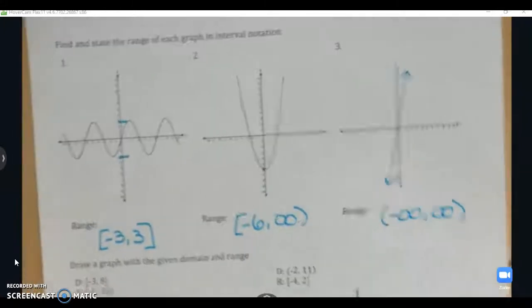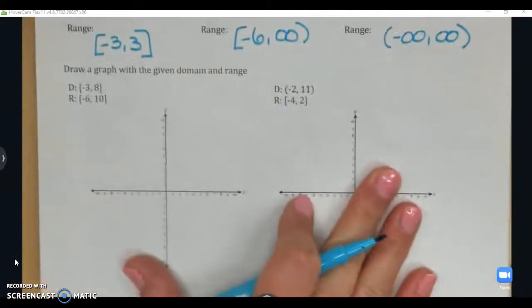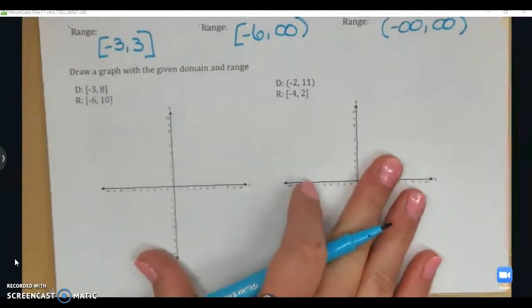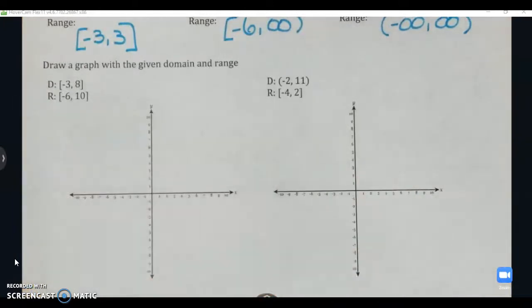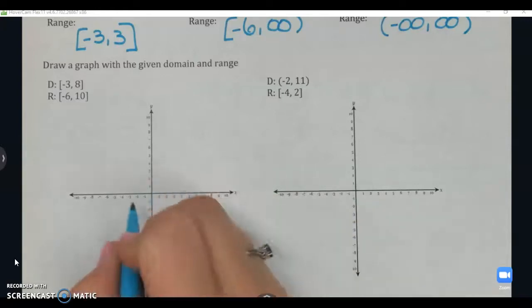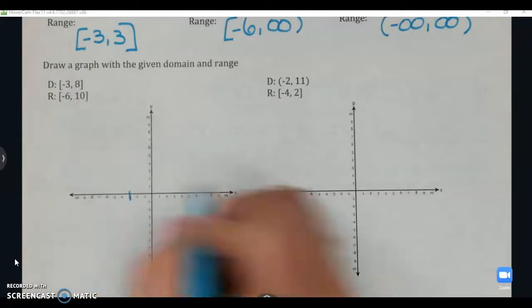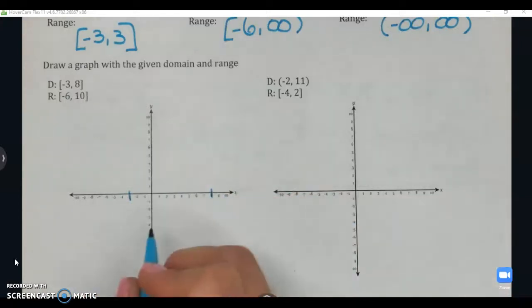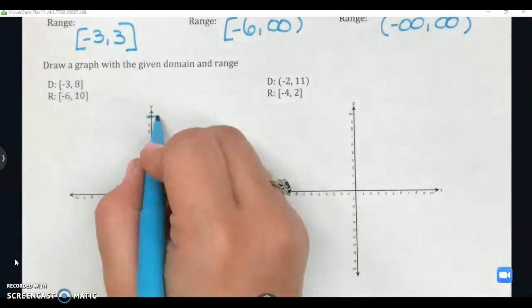Now the last part of these notes, drawing a graph with the given domain and range. There's more than one way that you can do this. So looking at this first set of domain and range restrictions we're given, everything has brackets, which means I'm going to have everything included, closed circles, continuous lines. So I'm just going to mark my domain from negative 3 to positive 8, and my range from negative 6 to positive 10.